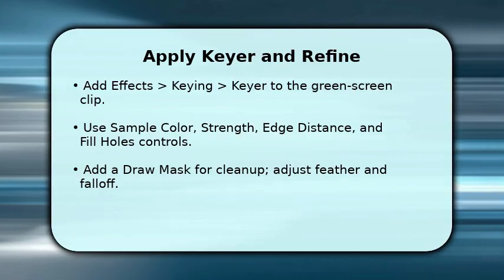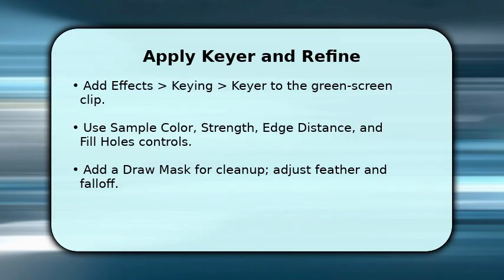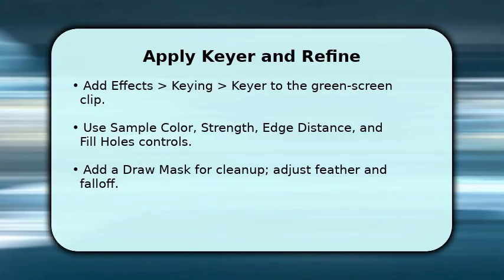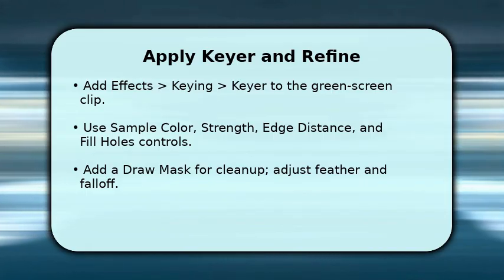Add effects, keying, Keyer to the clip, then use sample color if the green varies. Adjust strength and edge distance to tighten edges, and use fill holes for small transparency gaps. If the background shows through at borders, create a draw mask to isolate the subject and feather the mask slightly. Make sure to toggle cache or render short sections to preview subtle changes in motion.